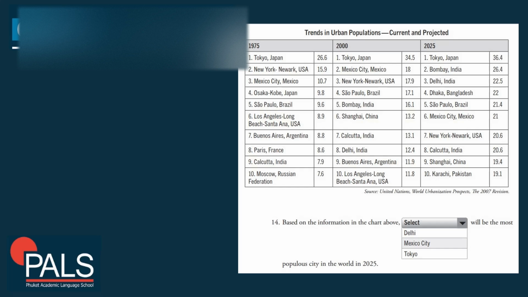Question 14 says, based on the information in the chart above, which city will be the most populous city in the world in 2025? If we just look at the top right corner, it tells us 2025. Since it's organized by population, number one, and they even give us the number in millions on the right side, we can see that Tokyo, Japan will be the most populous city in the world in 2025. These are some pretty easy questions. I hope you get lucky and get a lot of these on your test.